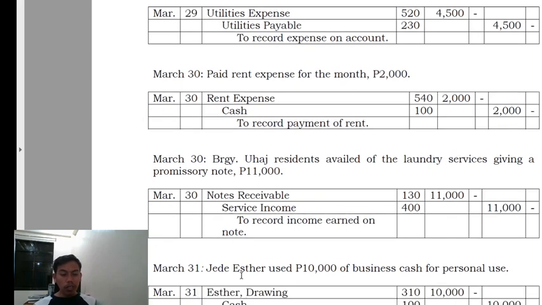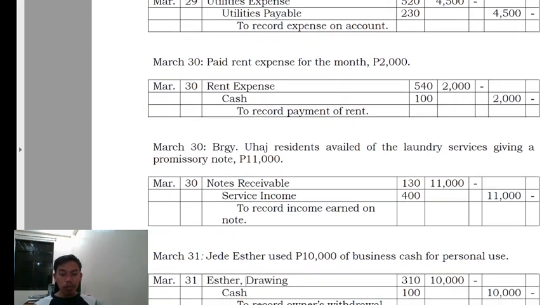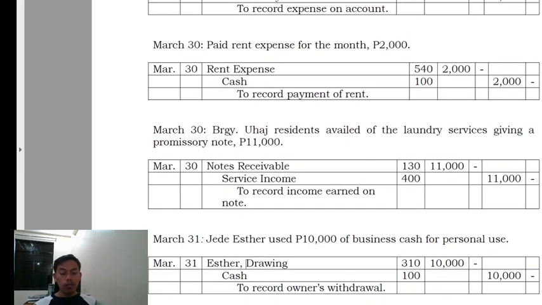Next, March 31, Jed Esther used 10,000 pesos of business cash for personal use. So, nadagdagan ang ating drawing. In that case, kapag nadagdagan ang drawing, debit, 10,000. Nag-withdraw tayo. So, ang pera ng business nabawasan. Asset is decreased. Then credit to cash, 10,000. What are we recording? To record owner's withdrawal.